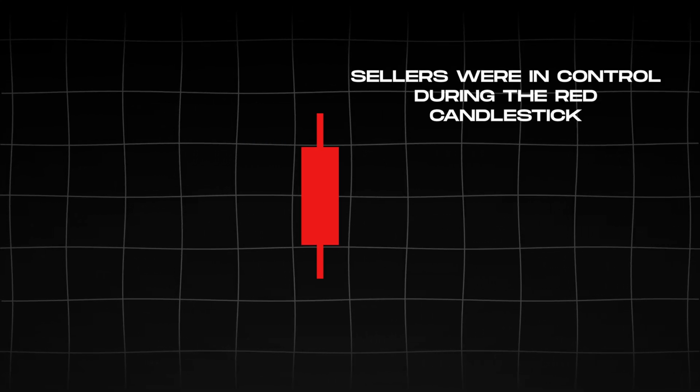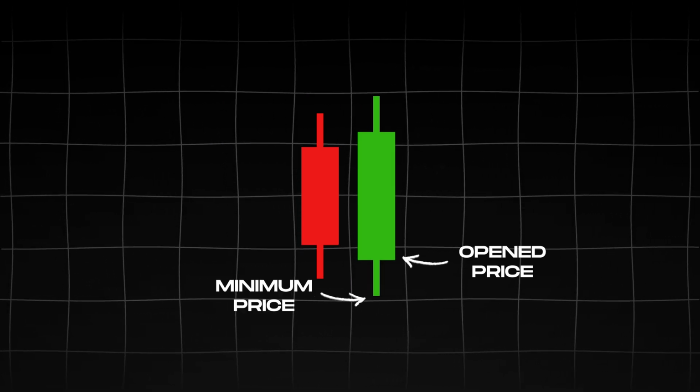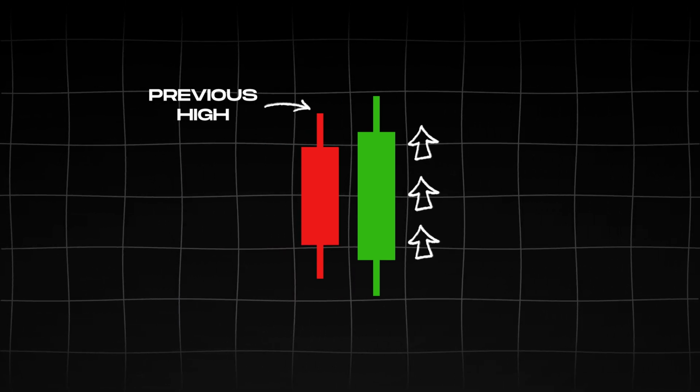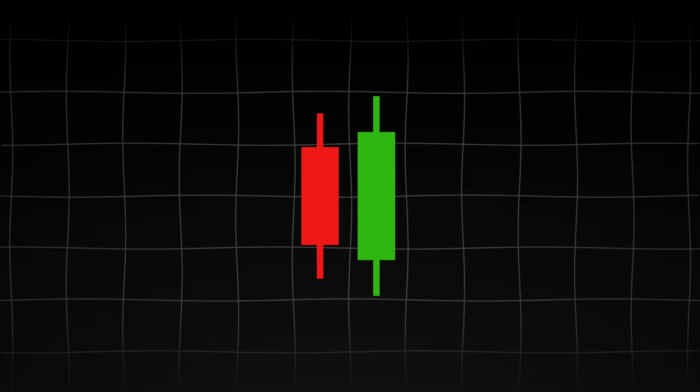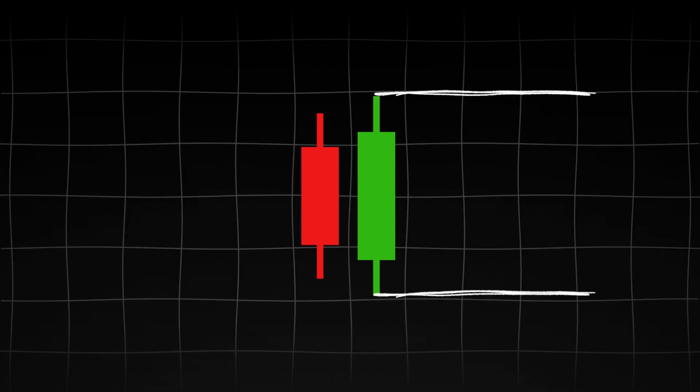What happened off the chart? Sellers were in control during the red candlestick. When a new candlestick opened, the price dropped and broke the previous low. But suddenly buyers stepped in. They overpowered sellers and pushed the price above the previous high. Buyers covered more distance than sellers, meaning they are now in control and ready to push the price even higher. To enter the trade on the breakout of the high, we can place a stop loss below the candlestick's lows.